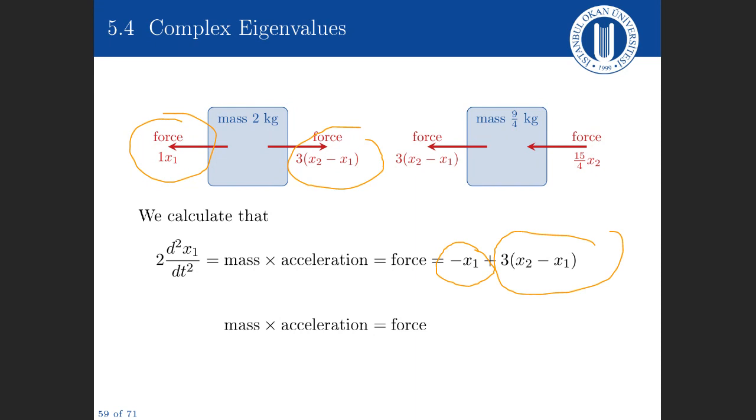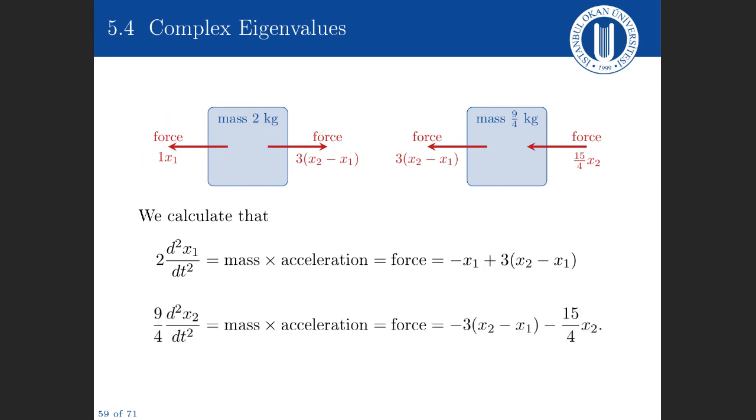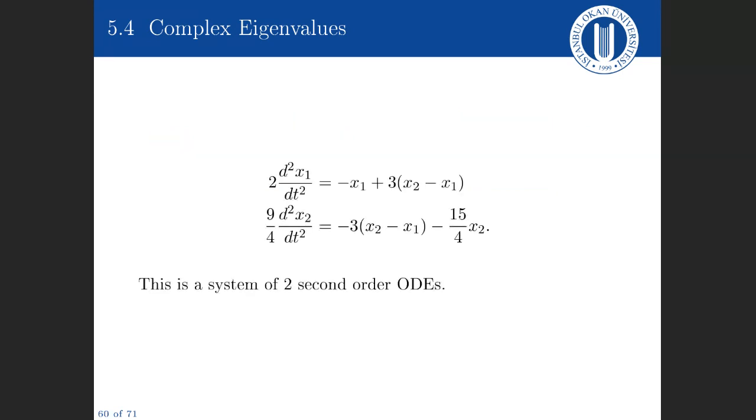And we could do the same thing for the right-hand block. The mass is 9 over 4 multiplied by the acceleration d squared x2 dt squared must be equal to the sum of the forces, because the forces are all pointing to the left. All of the forces are minus forces, minus 3 times x2 minus x1, minus 15 over 4 x2. These are our two differential equations. This is a system of two second order ordinary differential equations.